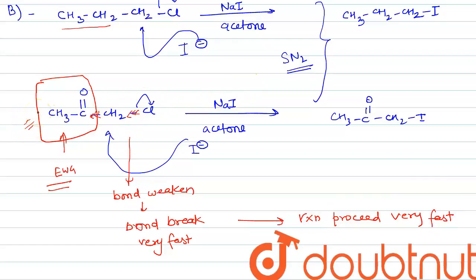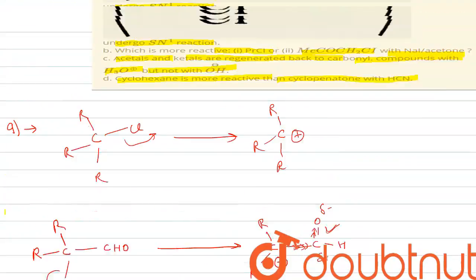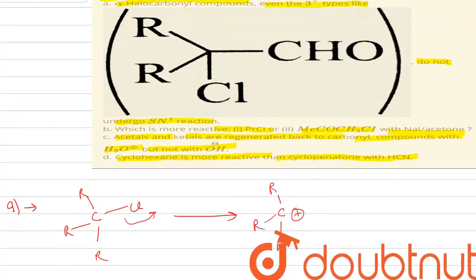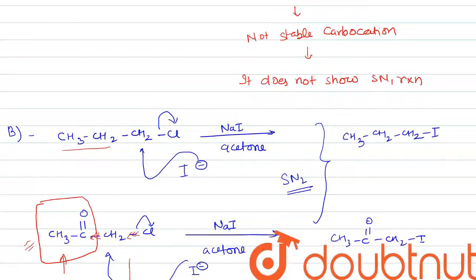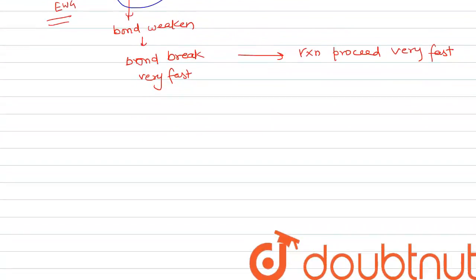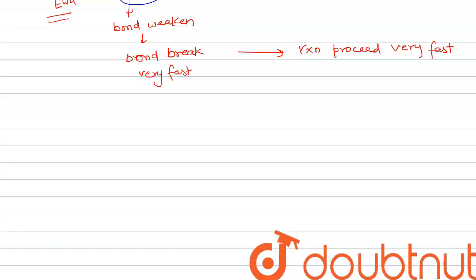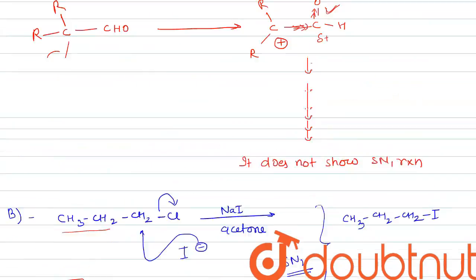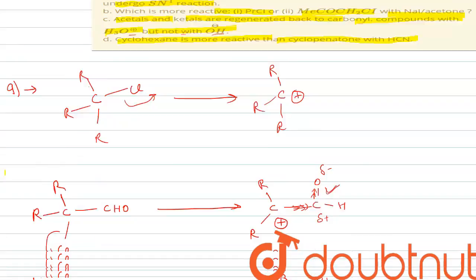Okay, next, what is asked in question C: acetal and ketal are regenerated back to carbonyl compound with hydronium ion but not with hydroxide ion. So acetal and ketal are regenerated back to carbonyl in presence of acid, but in presence of base it does not regenerate to carbonyl.